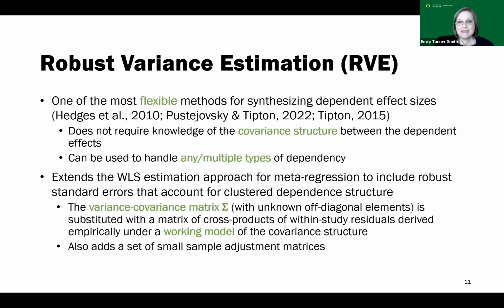Now, again, if you remember that pesky variance covariance matrix sigma in our traditional weighted least squares estimator, recall that the problem is that the covariance values in the off-diagonal elements of that matrix are non-zero when we have dependent effects. But we often don't know reasonable values of those covariances. Well, the RVE estimator is really innovative because it sidesteps this issue by substituting that sigma matrix with a matrix of cross products of within-study residuals that are empirically derived, assuming a working model of the covariance structure. Now, that substitute for the sigma matrix is a poor substitute, right? It's not a good estimate of the true variance covariance matrix. However, simulation studies have shown that this RVE estimator does perform well as the number of studies increases.